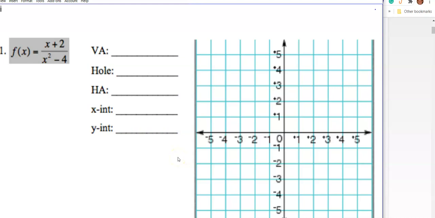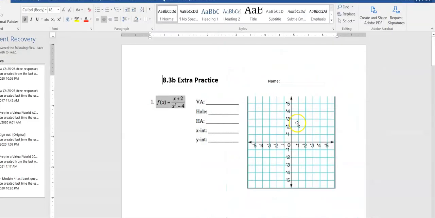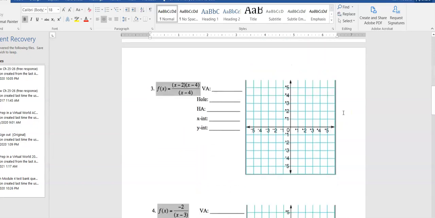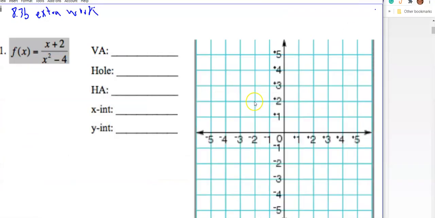By the way, if you look on PowerSchool, if you download 8.3b extra work, you can take notes on this. It looks kind of like this graph paper, where it's got the problems all ready for you to put your notes on. So if you want to get that, that'd be good. You don't have to. You can just use graph paper to do it.